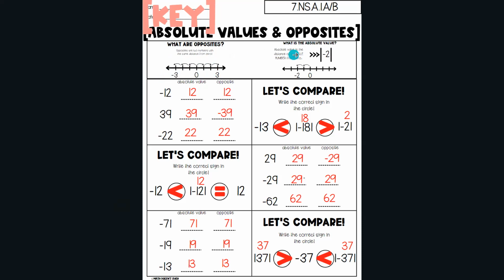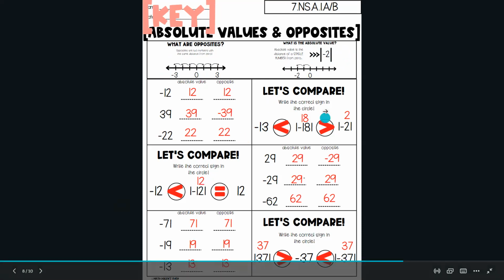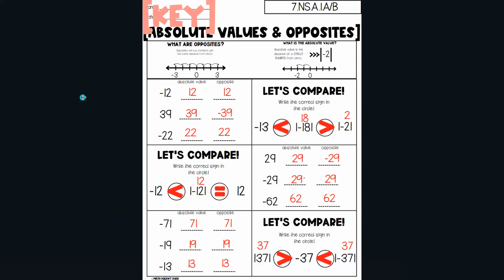Absolute value is the distance from 0. So we're not putting a positive or a negative sign. Negative 2 is 2 spaces from 0, so the absolute value of negative 2 is 2. We also have some comparison practice because understanding positive and negative numbers can be a little bit sticky. So let's start right here.